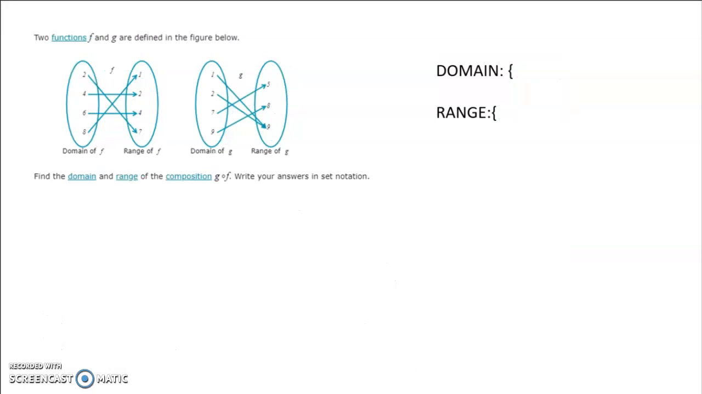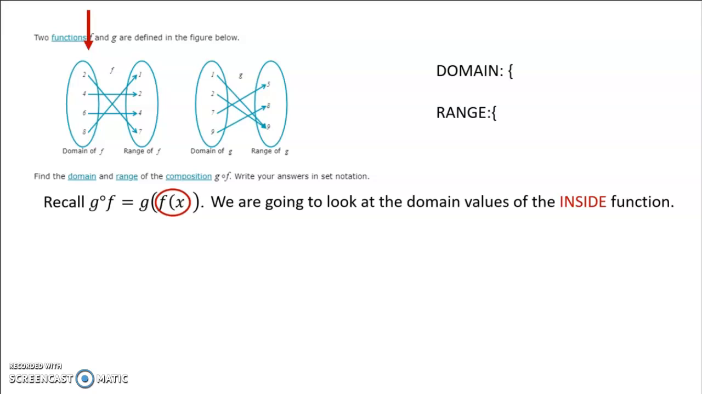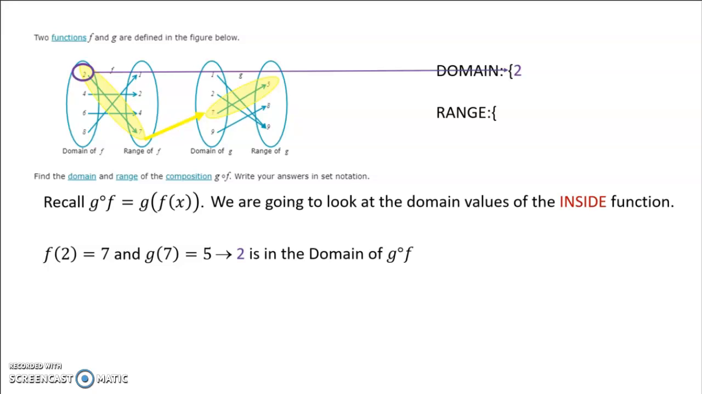Here again we have the graphic. This time they want g of f. So g of f can be written as g of f of x. And again, we're going to look at the domain values for the inside function, which is f of x. So, starting with our first domain value of 2, f of 2 is 7, and g of 7 is 5. Since we can go all the way through, the 2 is in the domain of our composition, and 5 is in the range of our composition.